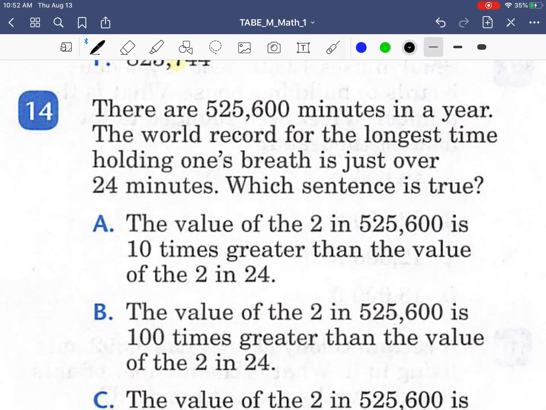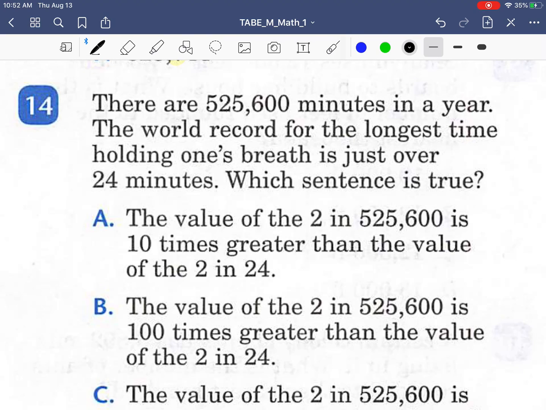Number 14. There are 525,600 minutes in a year. The world record for the longest time holding one's breath is just over 24 minutes. Which sentence is true?